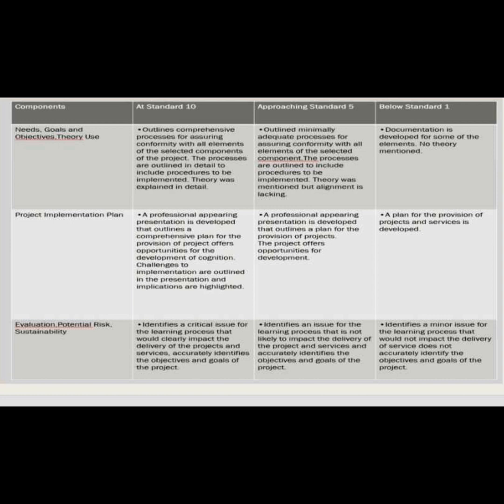Below Standard 1: identifies a minor issue for the learning process that would not impact the delivery of service, and does not accurately identify the objectives and goals of the project.